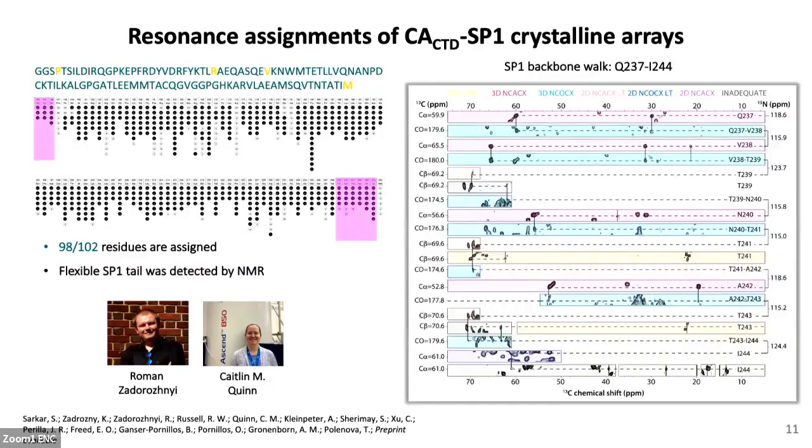But most interestingly, we are seeing this terminus residue here and the flexible SP1 tail, which is detected for the first time by NMR using various types of NMR experiments, as you can see here in the backbone walk.